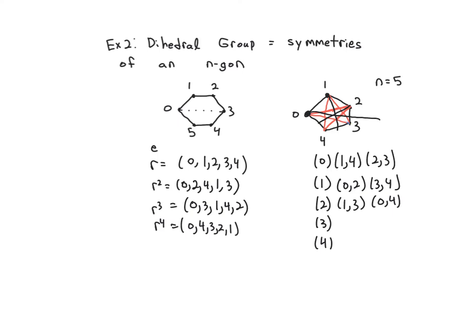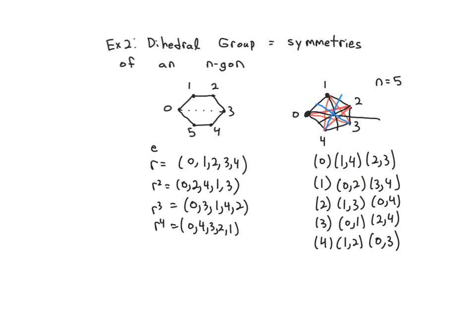At some point I need a different color. The reflection fixing 3 swaps 2 and 4, and 0 and 1. And finally, the reflection fixing 4 has to swap 1 and 2, and 0 and 3. So what I mean by fixing, I mean that there's a line of symmetry that goes through that vertex and the opposite edge.